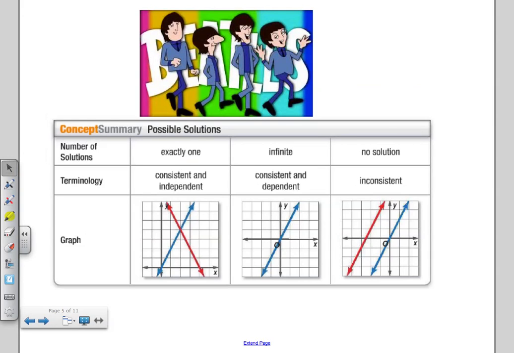Okay. You guys like my Beatles theme? I thought that would make it slightly more interesting, right?